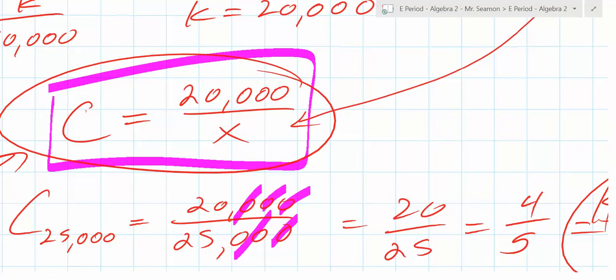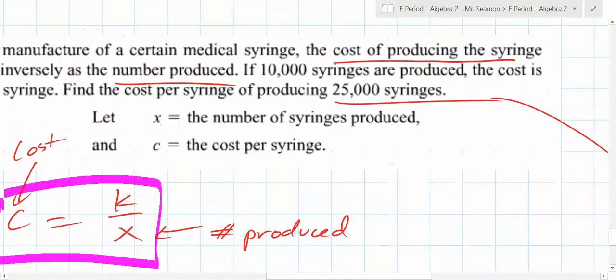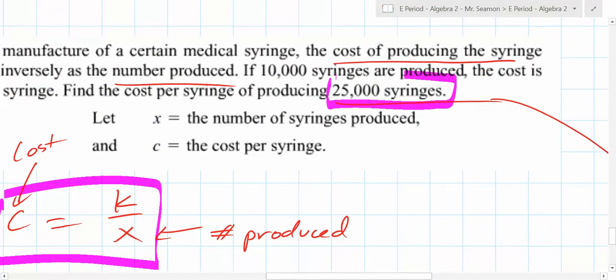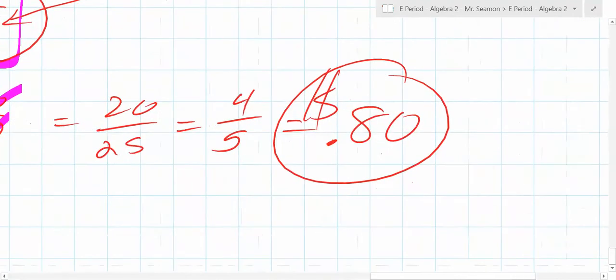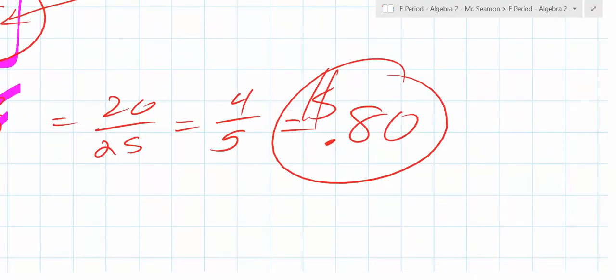We know that the cost of manufacturing a syringe is 20,000 divided by the number of syringes. And it tells us that we want the cost when how many? Look right here. Yeah, 25,000. So where did we plug that in? Right here. And we did the math, and it comes out to cost per syringe is 80 cents.